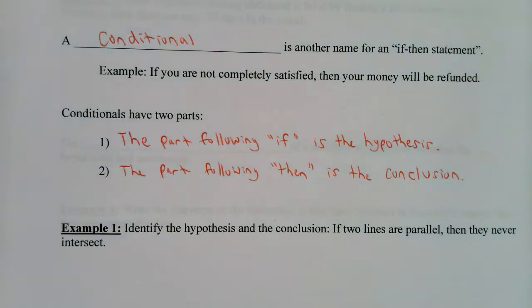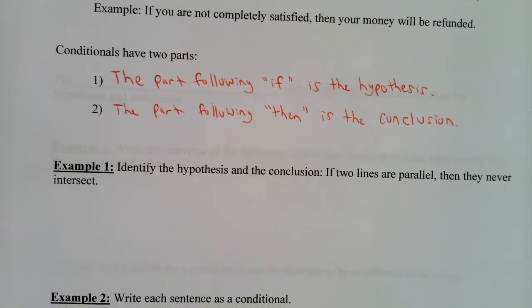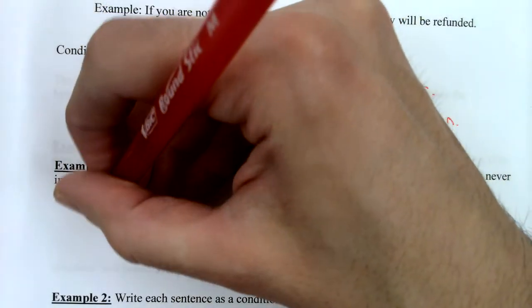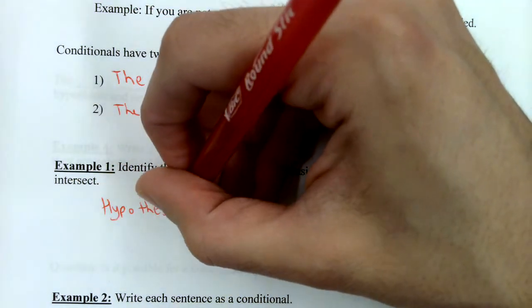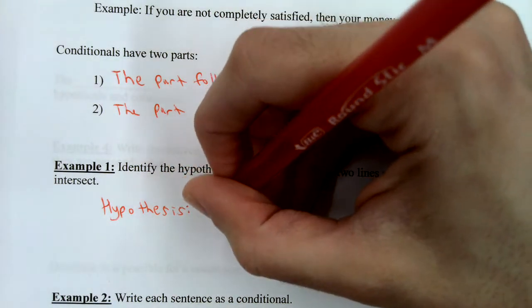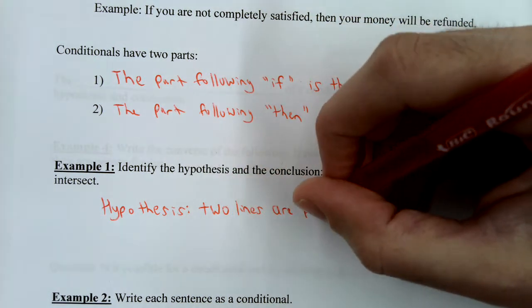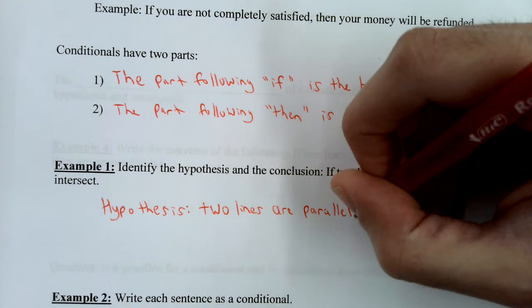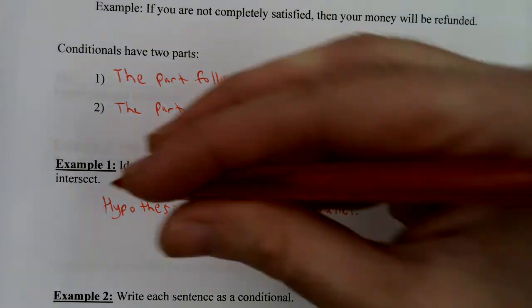Okay. Example 1, identify the hypothesis and the conclusion. If two lines are parallel, then they never intersect. So the hypothesis will be what follows the word if. So you don't write the word if. I'm just going to say hypothesis is two lines are parallel. And for the conclusion, I'm going to say they never intersect.